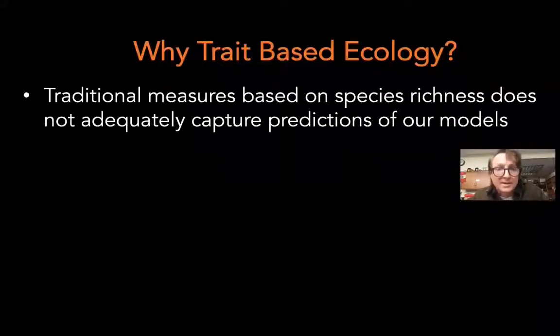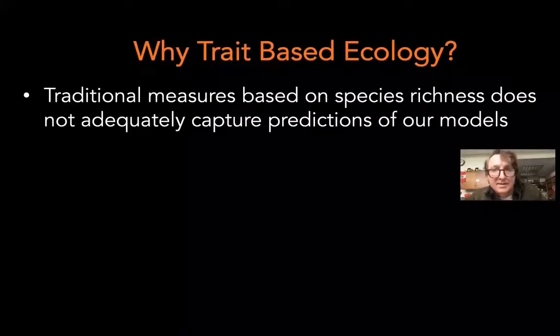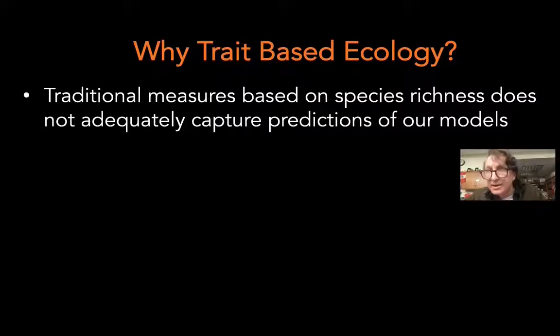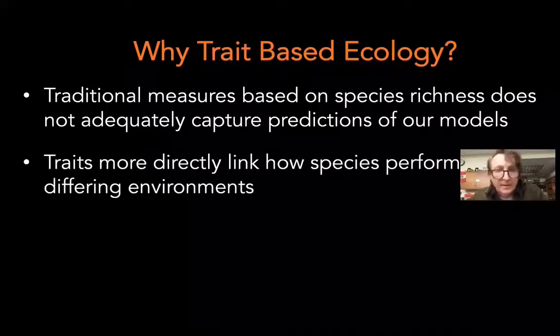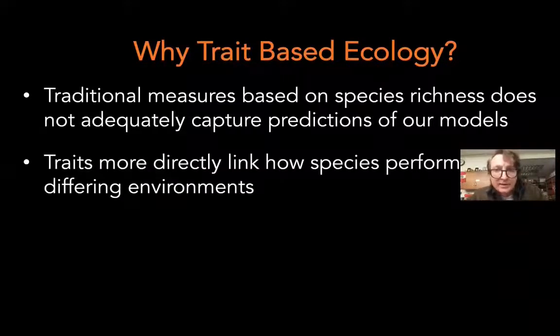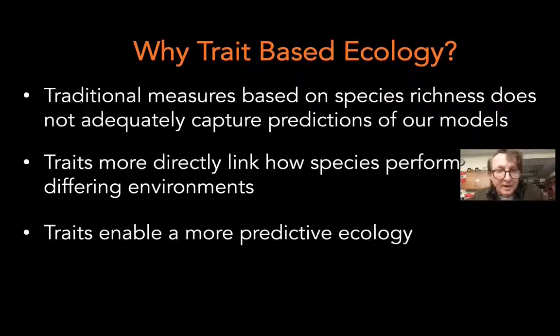All right, so why trait-based ecology? Traditional measures based on species richness don't really adequately capture the predictions that are needed within our models, or what we want to predict about the future. Traits enable us to directly link how species perform in different environments. We want to know how well different species will perform in different temperatures, or in different precipitation regimes, or in the presence or absence of fire. In general, traits enable a more predictive ecology. So that is why we focus on trait-based ecology.